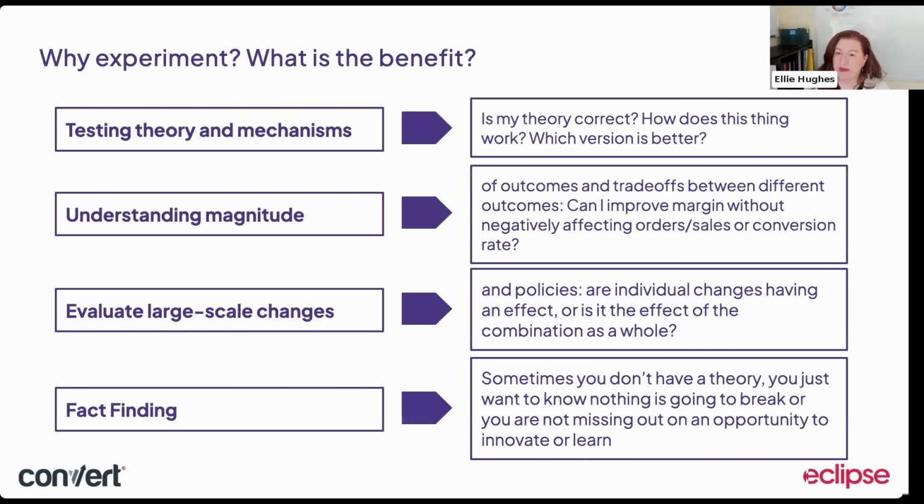What is the benefit of A/B testing? So you can test your theory and mechanisms. Is my theory correct? How does it work? Which version is better? You can understand the magnitude of an outcome, but also the trade-off. Imagine that you had conversion rate and margin that you wanted to improve, and actually one experiment only improved margin and one only improved conversion rate. Which one's more important to you? You can evaluate large-scale changes and policies. For example, if you need to change something globally across your entire site, you'll understand the effect, and is it just one tiny part, or is it the whole that's actually affecting everything?